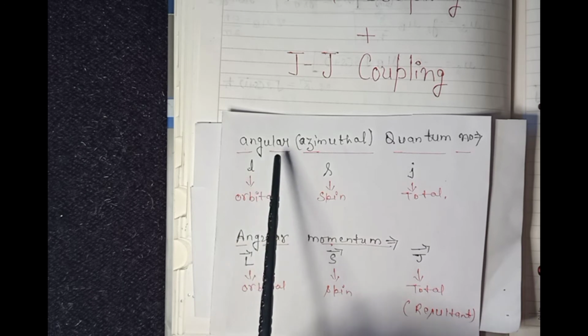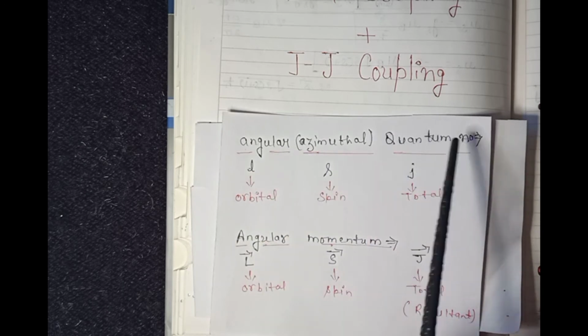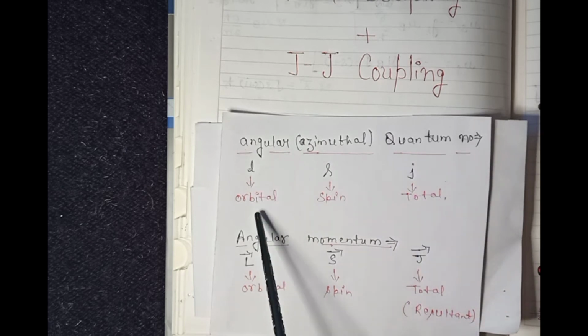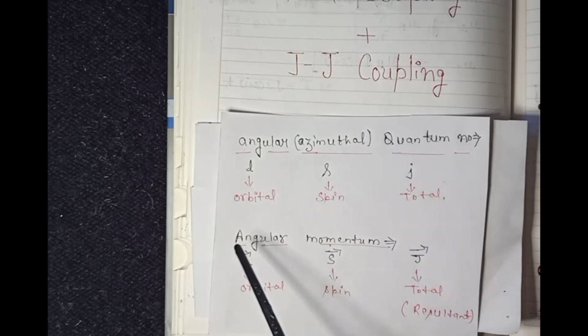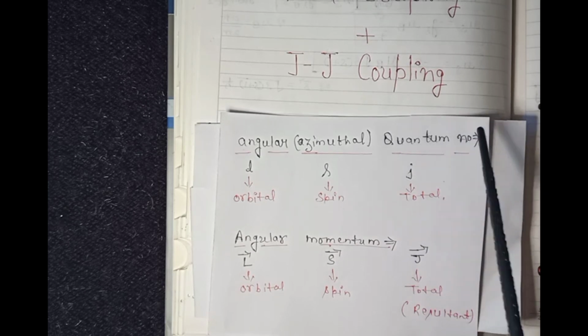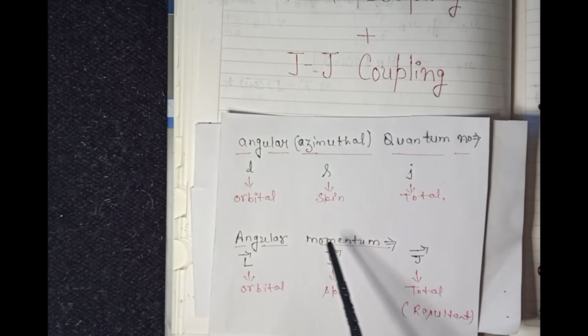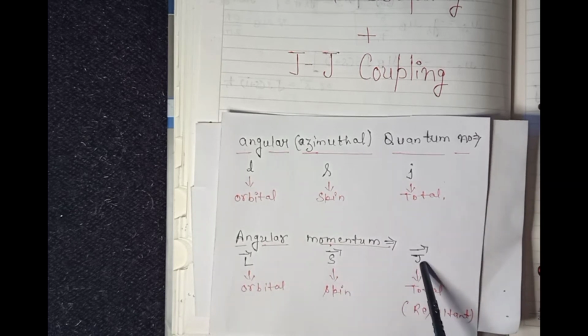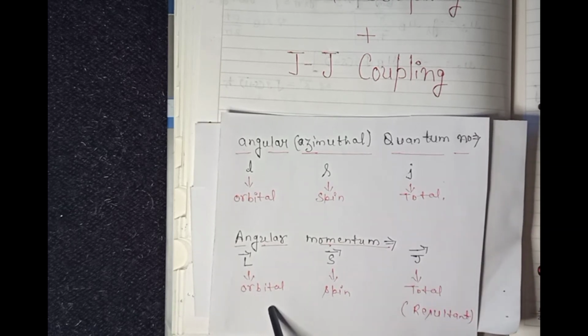If we are talking about angular or azimuthal quantum number, then we will use small l, s or j, where l is the orbital quantum number, s is the spin quantum number and j is the total quantum number. Now move on to angular momentum. When we are talking about angular momentum, then we will use capital L, capital S and capital J. Capital L means orbital angular momentum, capital S means spin angular momentum, and J means total or resultant angular momentum.